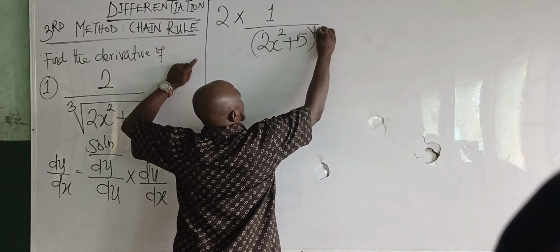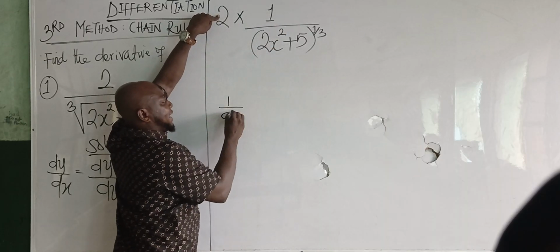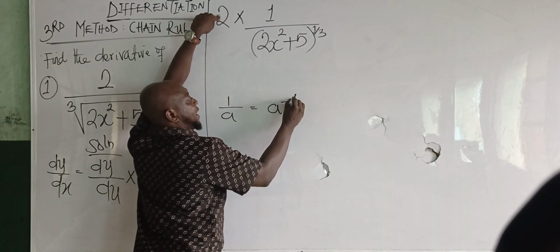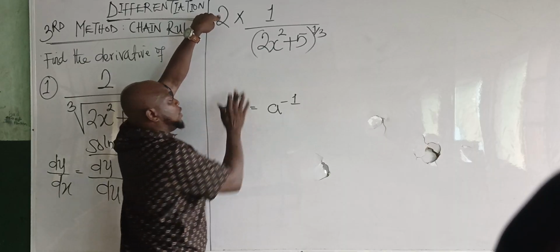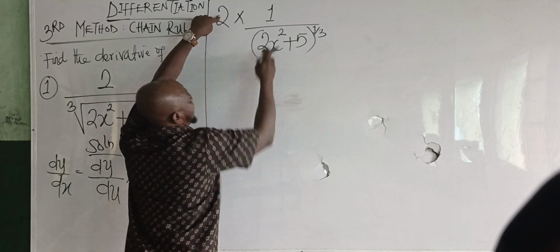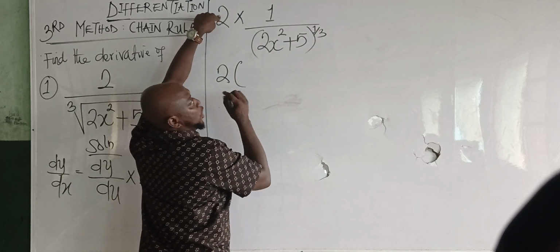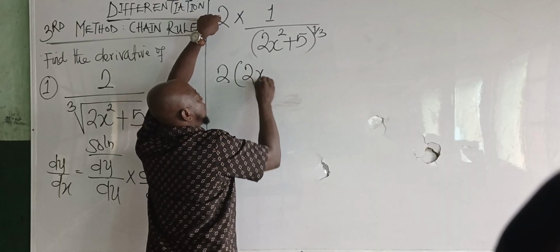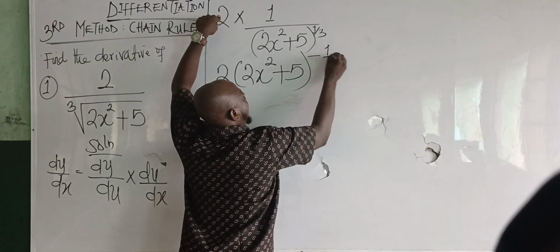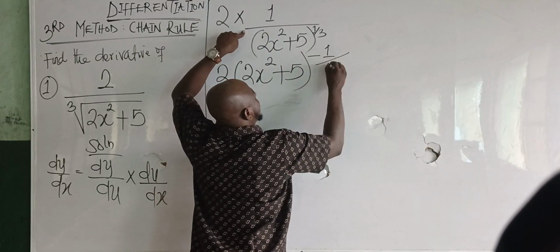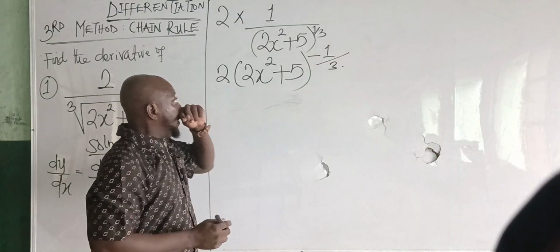Now next up, what do we know? We know that in indices, if I have 1 over a, I can change it to a raised to the power of minus 1. Removing this division, I'll change it to a raised to the power of minus 1. So same thing applicable here. So I'll have 2, then into brackets. Observe what I'm going to do now. This becomes 2x raised to the power of 2 plus 5 all raised to the power of minus. So I'm removing this divide now, and then I'm changing this into this. So please, this is power. This is power.